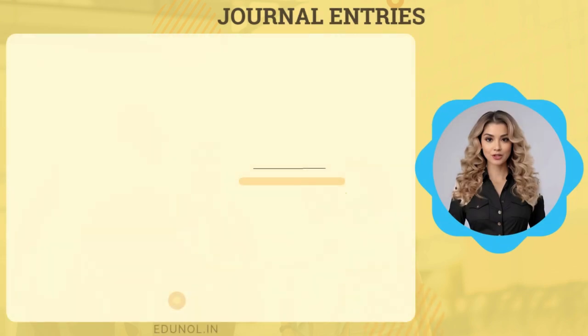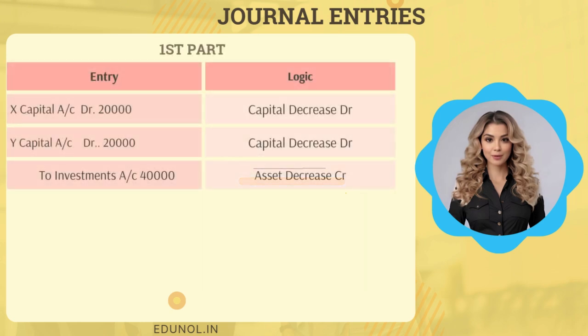Let's look at the journal entry for part 1 of the adjustment, where X and Y take over 40,000 rupees of investments. We'll debit X's capital account and Y's capital account with 20,000 rupees each because their capital in the firm is decreasing due to drawings. They are taking assets out of the business, so their capital goes down. We'll credit the investments account with 40,000 rupees because the assets of the firm are decreasing.